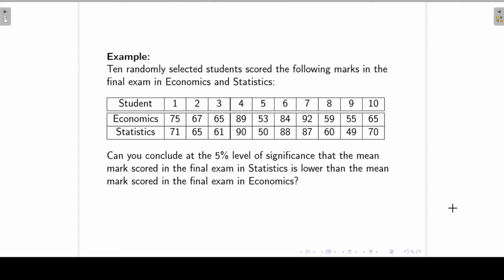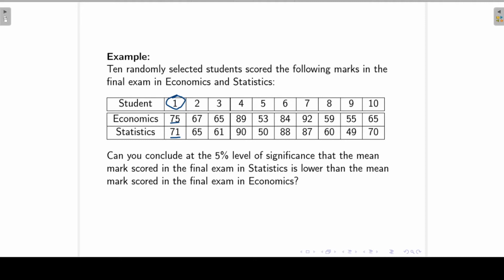Okay, we are continuing our examples for comparing two population means. Let's have a look at this example. 10 randomly selected students scored the following marks in the final exam in economics and statistics. So we have 10 students, and for each student we have a mark for economics and a mark for statistics. For example, student 1 scored 75% in economics and 71% in statistics.